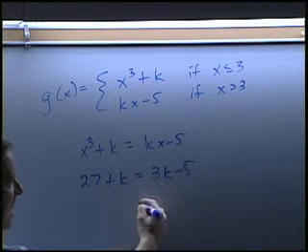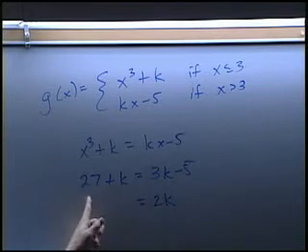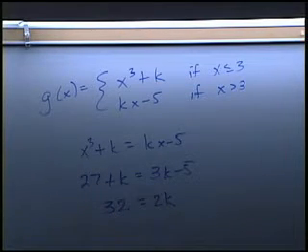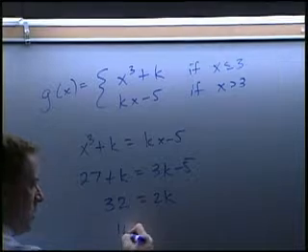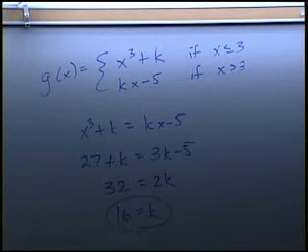If I subtract k from both sides, I will have 2k left on the right side. If I add 5 to both sides, I will have a 32 over here. Divide both sides by 2. Looks like the k value that I need for this particular problem is 16.